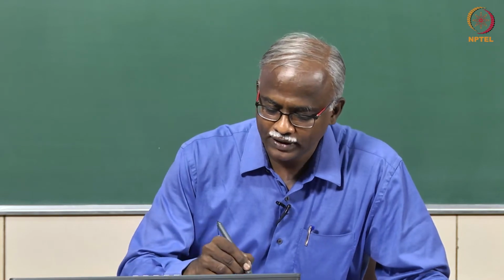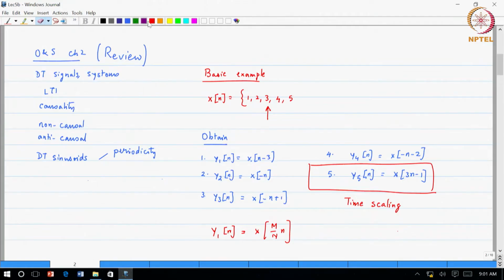Okay, so I'll make a small change. I'll add one more sample. It's a 6 sample sequence. So if you were to think of this as a sketch of the sequence, at time 0 you have a sample equal to 1, then time 1, 2, this is 1, 2, 3, 4, 5, 6. Okay, so 1, 2, 3, 4, 5 is the time index.